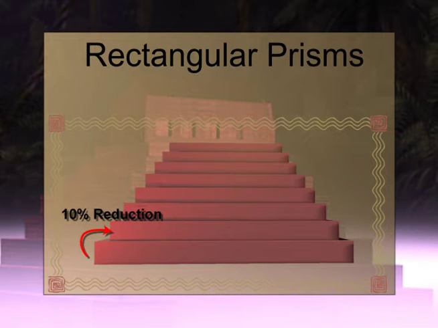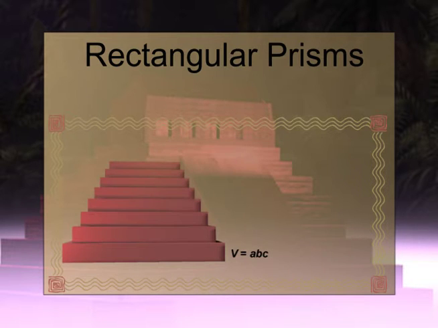Suppose that the dimensions of the bottom rectangular prism at the base of the pyramid are A, B, and C. The volume of this rectangular prism is ABC. If each side length decreases by 10%, then the volume of the second tier isn't 90% of Tier 1, but 72.9% of Tier 1, as shown here. This is because the coefficient 0.9 is cubed.